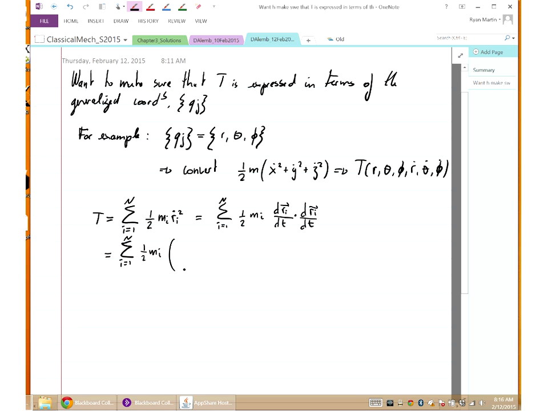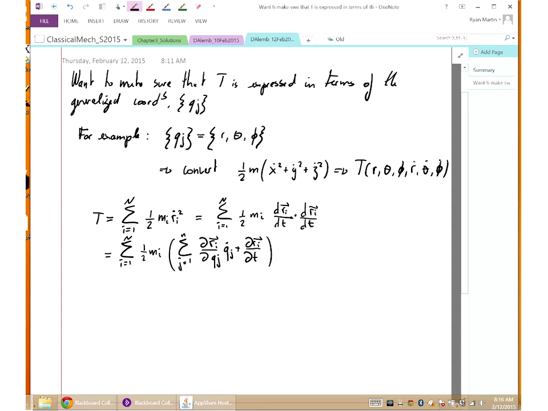So let me write the first dr_i by dt. That's the sum from j equals 1 to n. I'm breaking this out in terms of the generalized coordinates. So I have ∂r_i by ∂q_j, q_j dot, and then in principle, r_i could also depend explicitly on t. Then there's a term ∂r_i by ∂t.